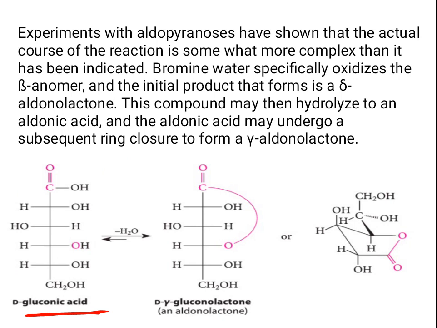Now in the case of the delta lactone, this OH was involved in the ring formation. But after adding water, you have got this gluconic acid. Now this OH can also make the ring, a 5-membered ring. So this will be a gamma-gluconolactone. You know the nomenclature. Again, this one is alpha, this one is the beta, this one is the gamma. So this oxygen is connected with the gamma carbon. That's why this will be the gamma-gluconolactone. This is the structure.